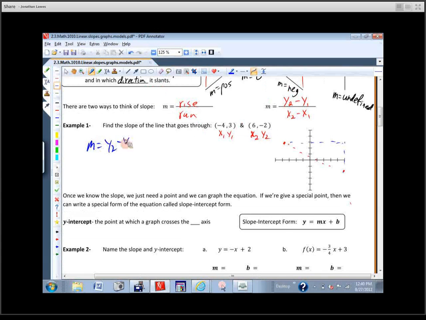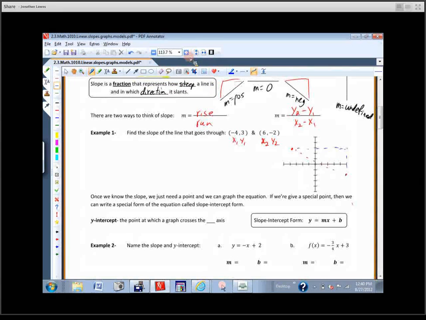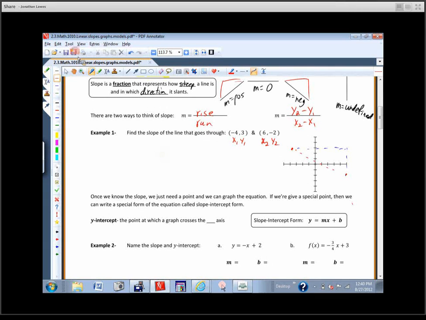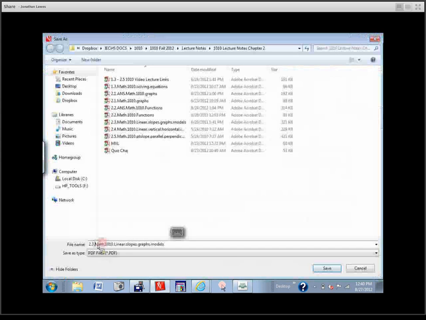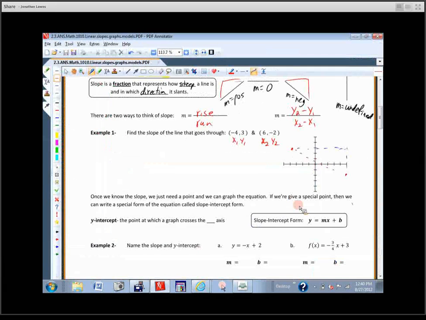y2 minus y1 over x2 minus x1, and on this one, we're having issues here. Hold on 1 second. Did you see what was happening there? I'd type something and then it would stick around for a second and it would disappear. So we're going to restart this program.